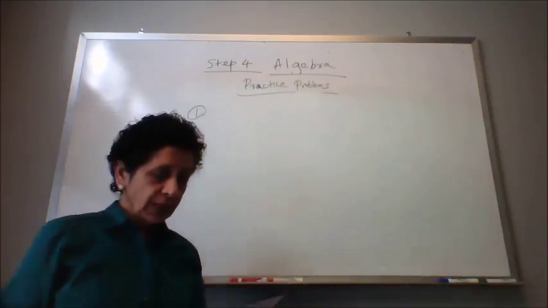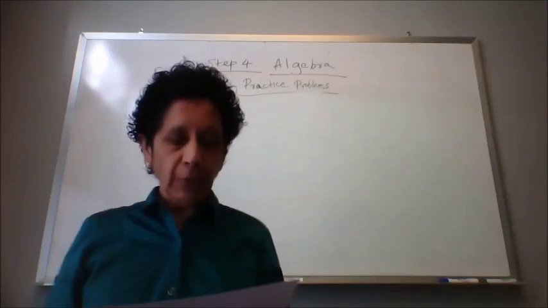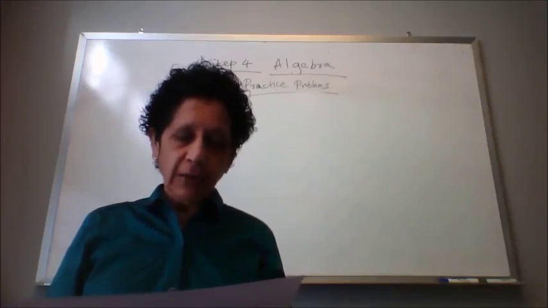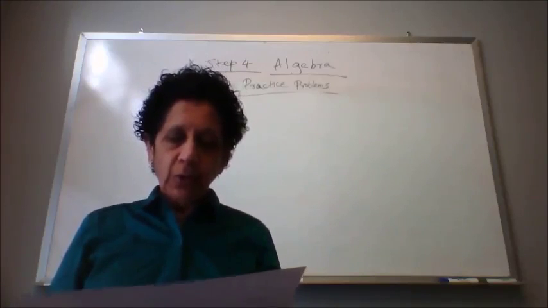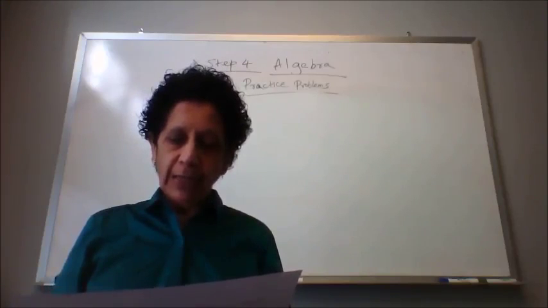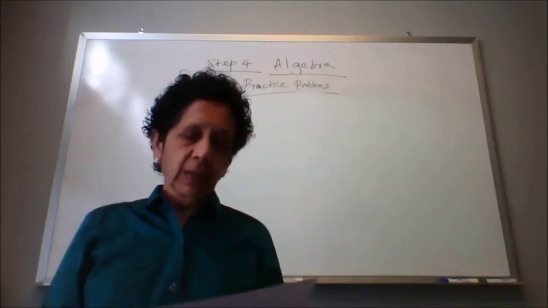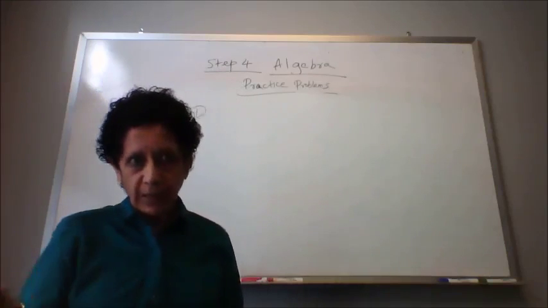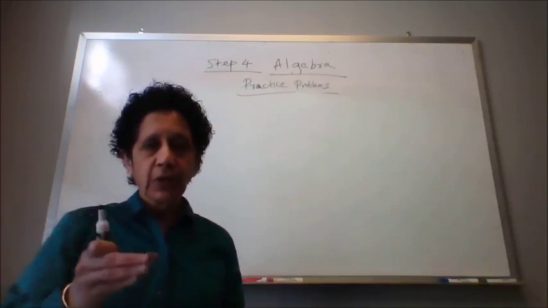The first one says that the product of a number and 5 increased by 7 is equal to 2 times the number decreased by 8. What is the number? Okay. So these kind of word problems, you need to read them a little phrase at a time, and then you need to convert that to an expression.